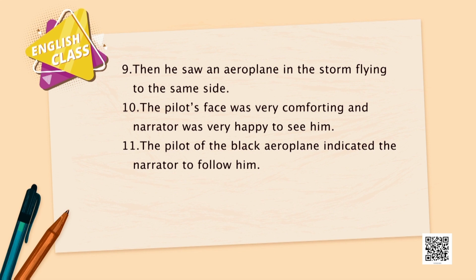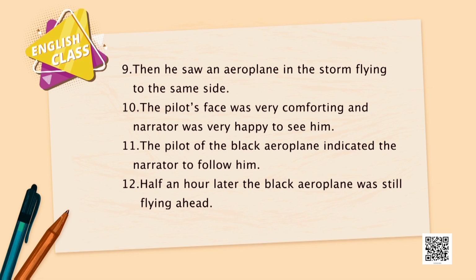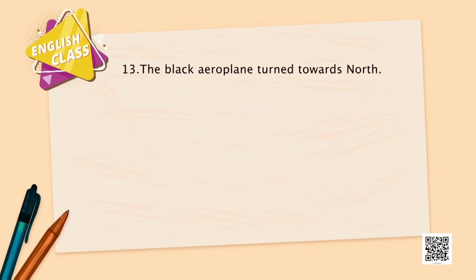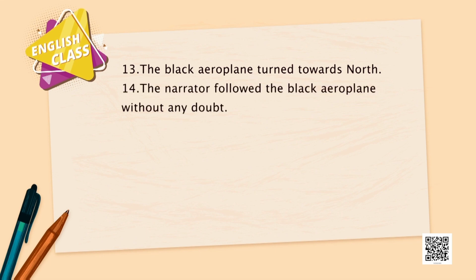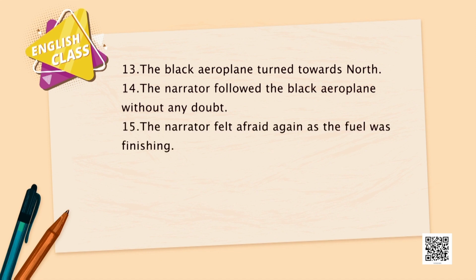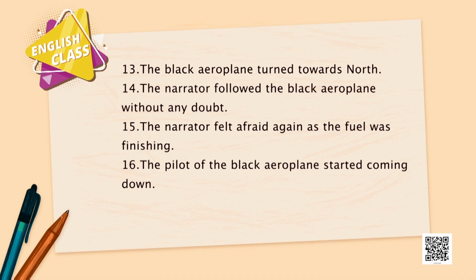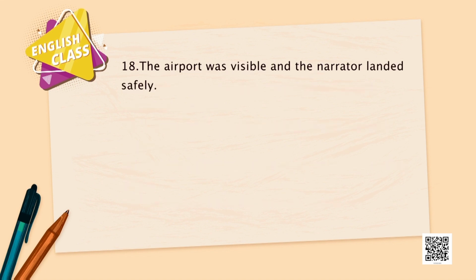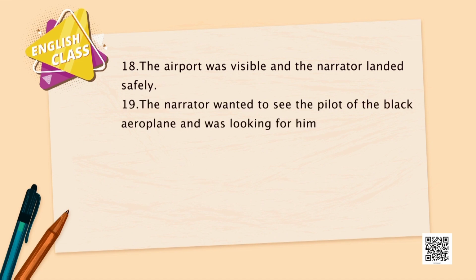The pilot of the black aeroplane indicated to the narrator to follow him. Half an hour later, the black aeroplane was still flying ahead. The black aeroplane turned towards north. The narrator followed the black aeroplane without any doubt. The narrator felt afraid again as the fuel was finishing. The pilot of the black aeroplane started coming down. The narrator saw the runway and the lights. The airport was visible and the narrator landed safely.